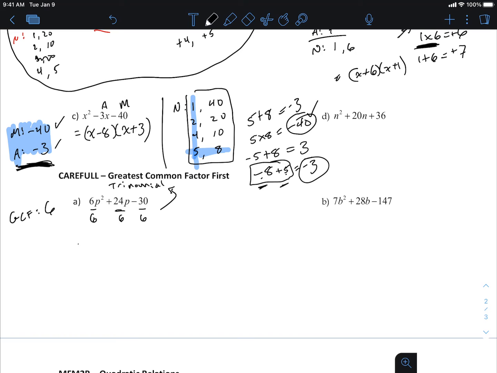Which means we're in the process of simplifying this by factoring the greatest common factor out. So I take my GCF, I write it out front. You guys tell me what's left after you do the work. Well, 6 divided by 6 is 1, so you get 1p squared. 24 divided by 6 should be 4p. And negative 30 divided by 6 is just the same thing as saying 30 divided by 6 with a negative on it. 30 divided by 6 is 5 with a negative on it.